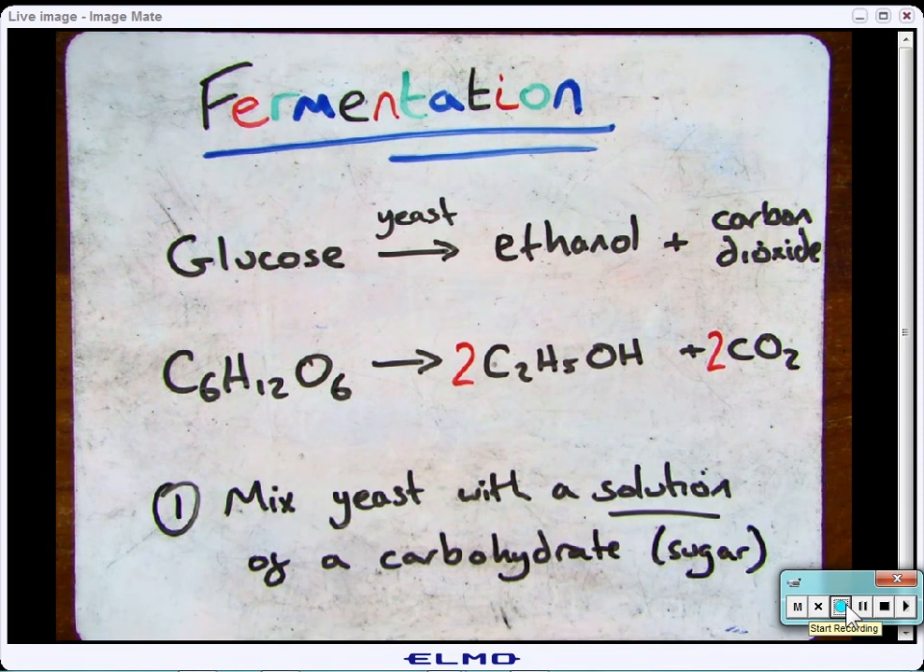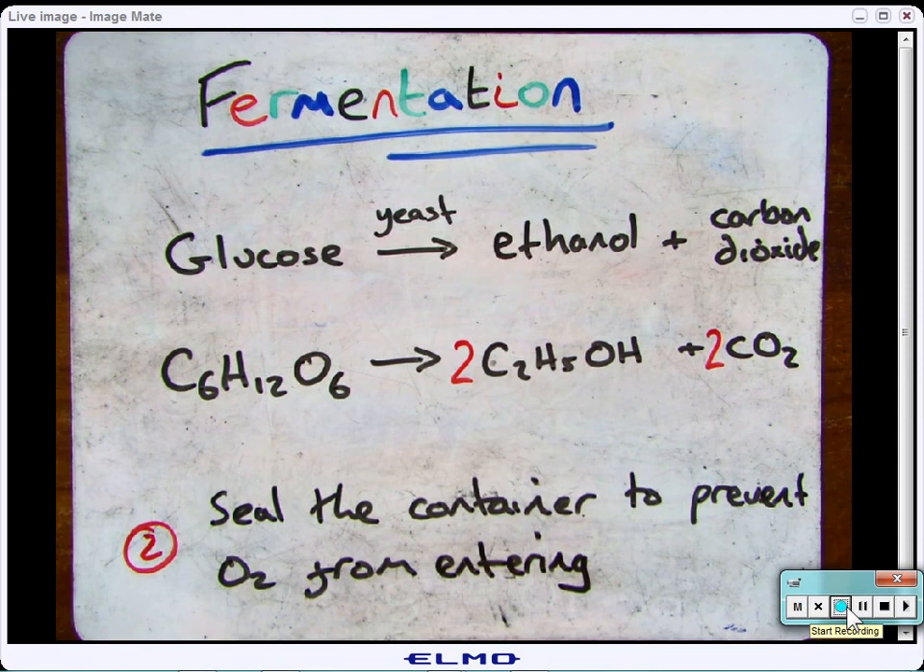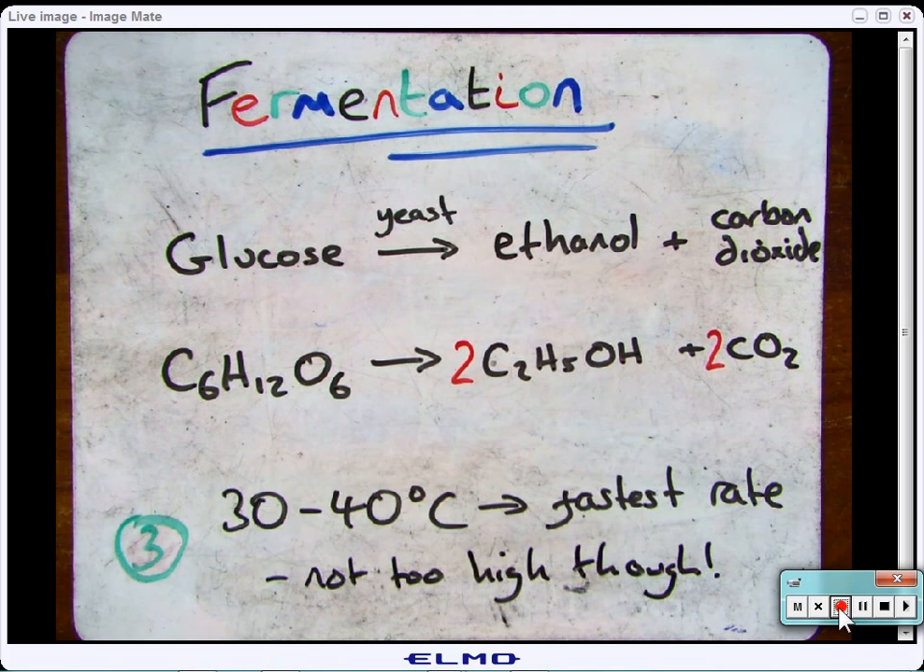So number 1, mix yeast with a solution of a carbohydrate or sugar. Now what I mean by solution is it's that sugar dissolved into water. Number 2, seal a container to prevent oxygen from entering. If oxygen does get in excess, then the ethanol will turn into ethanoic acid, which is vinegar, which obviously you don't want when you're making alcohol. Step 3, warm it to between 30 and 40 degrees. It makes the catalyst work at the fastest possible rate.